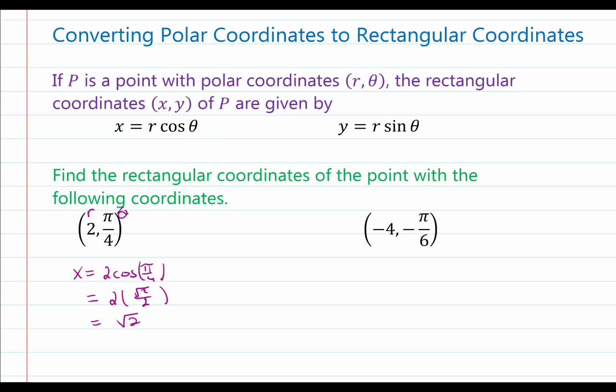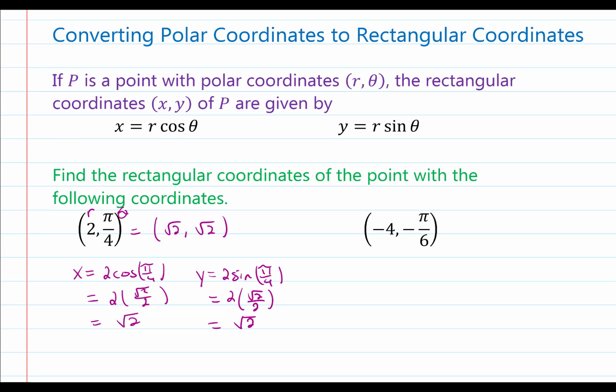Let's now repeat that process for the y-coordinate, which is equal to 2 times the sine of pi over 4. We know the sine of pi over 4 is equal to square root of 2 over 2, so we're going to replace that with the square root of 2 over 2, and we also get the square root of 2 for the y-coordinate. That means that this ordered pair in polar coordinates is equal to square root of 2 comma square root of 2 in rectangular coordinates.